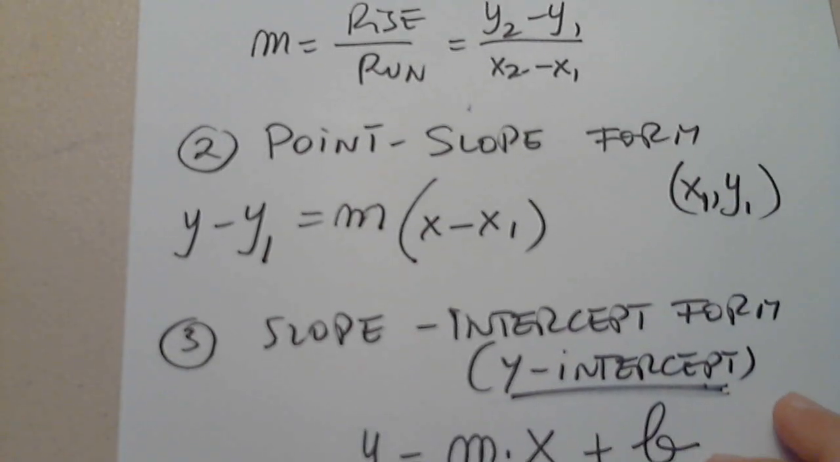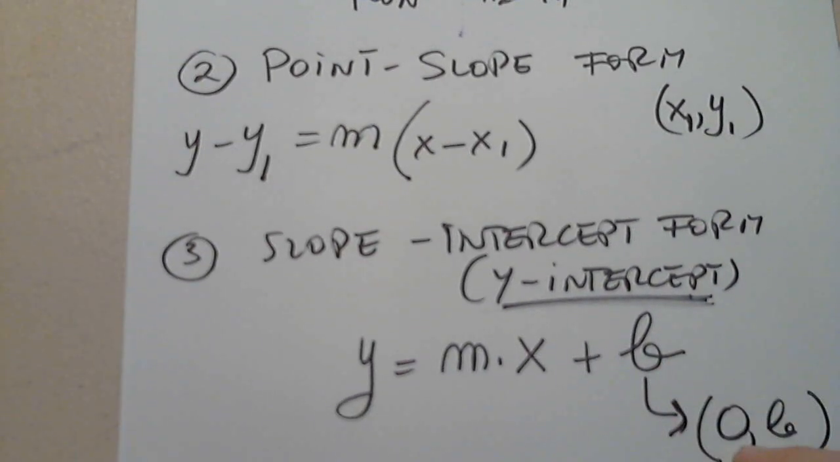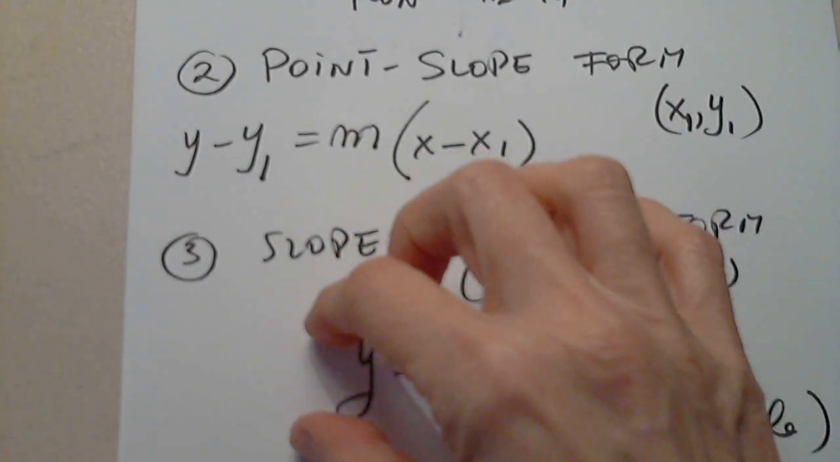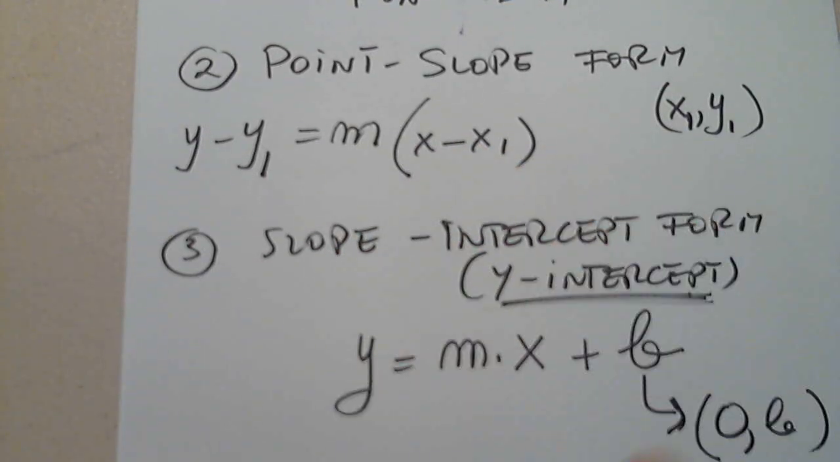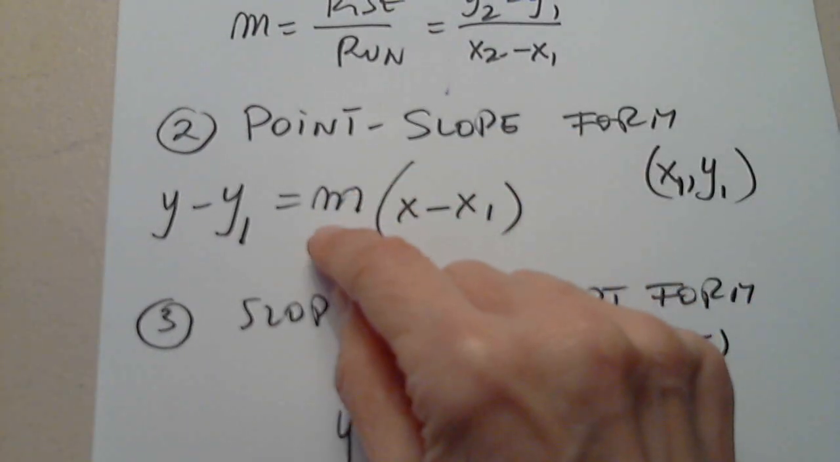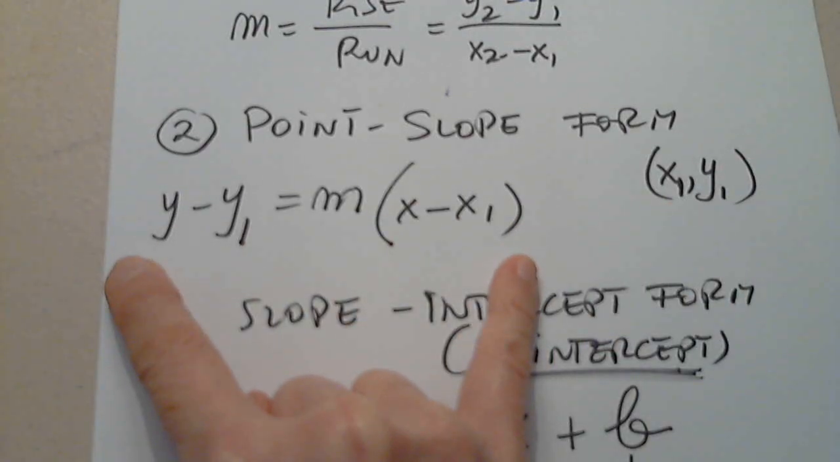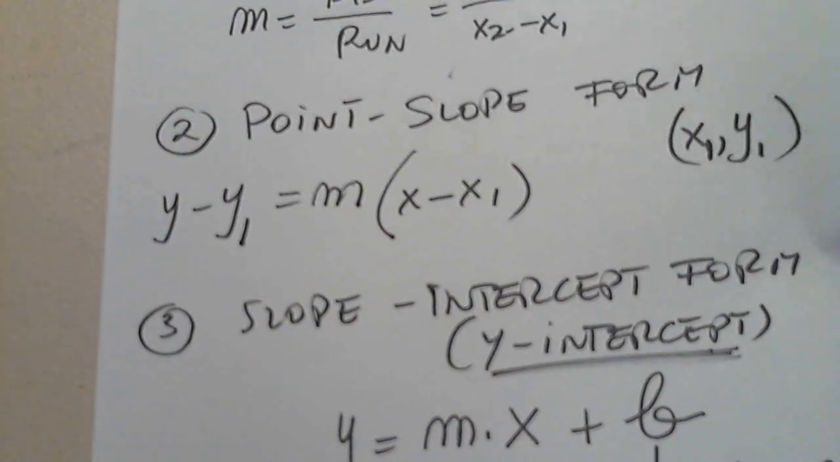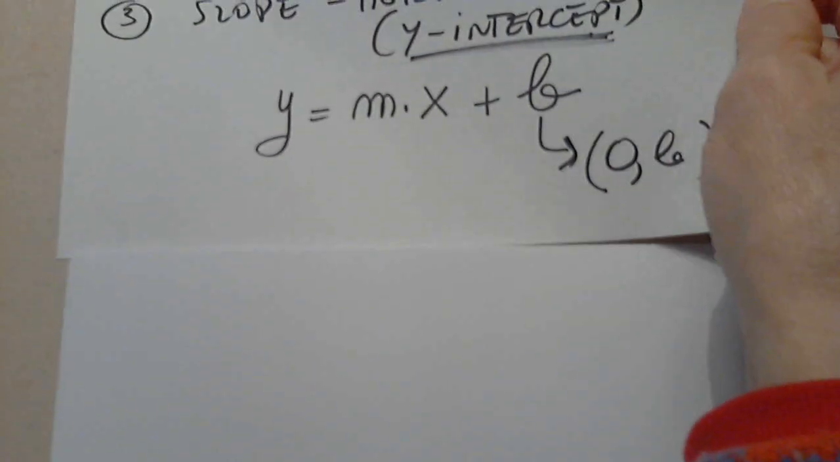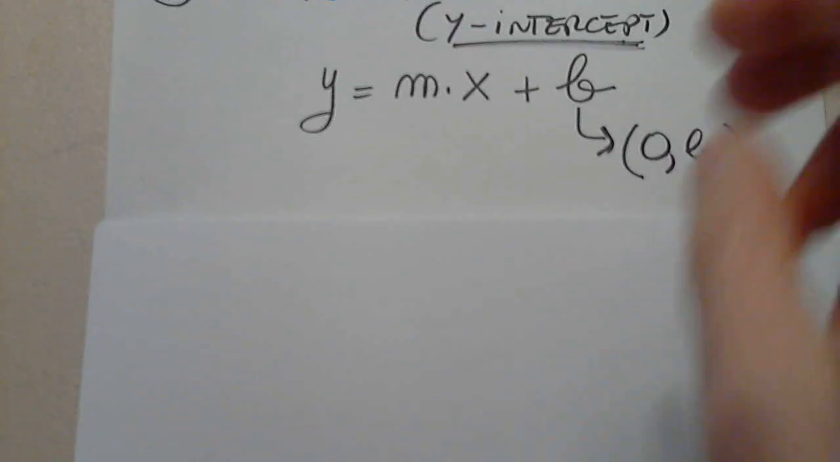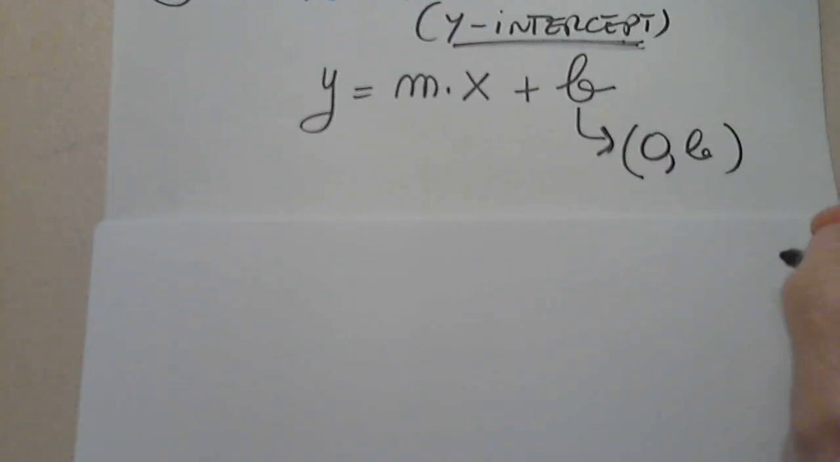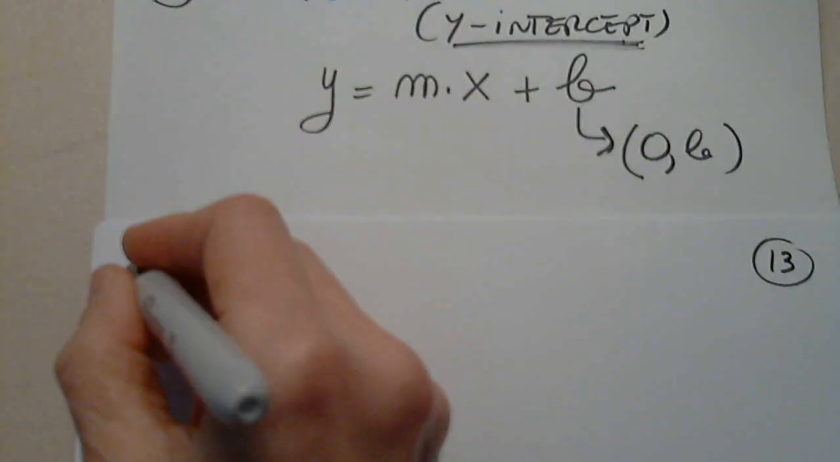So again, if I'm given the point that is the y-intercept and it has to be (0, a number), I can use this equation to create the line. If I'm given the slope and a generic point, I will use this equation to determine the equation of the line. There exists a third, I should say in this case a fourth equation, which is not really useful.